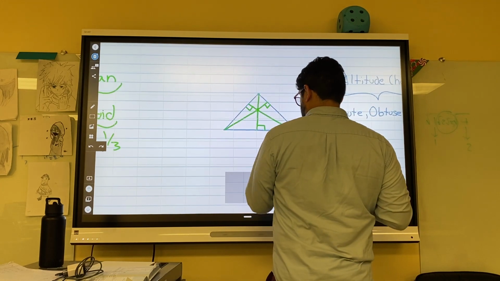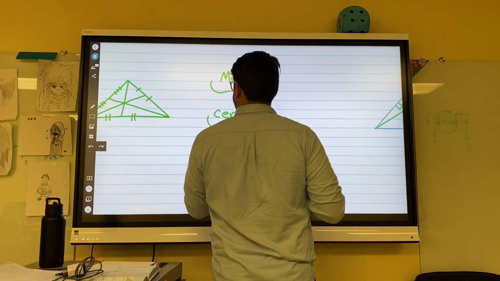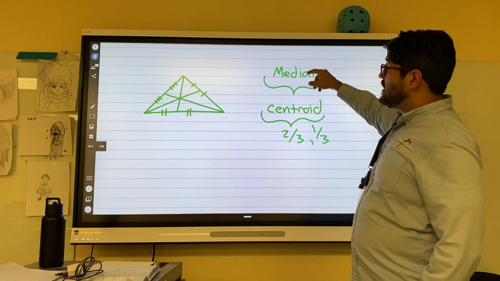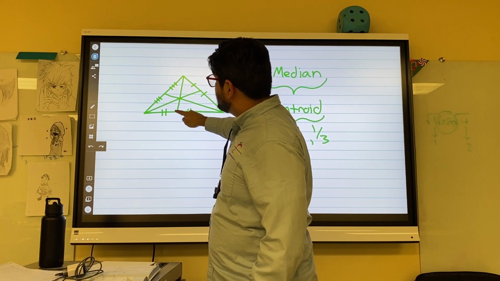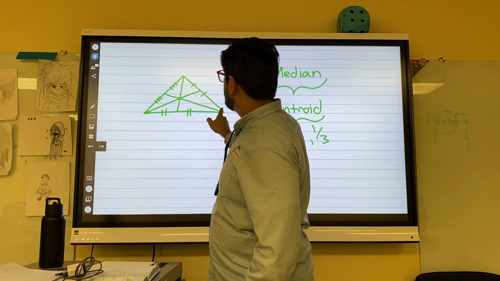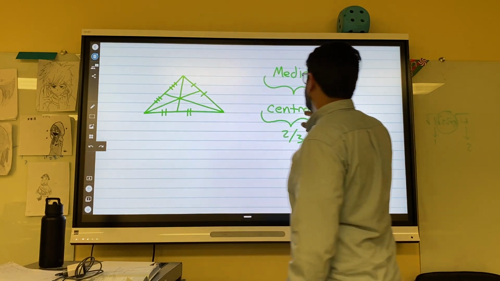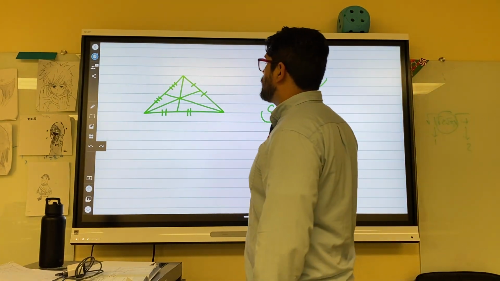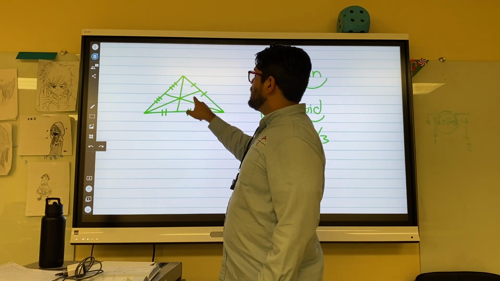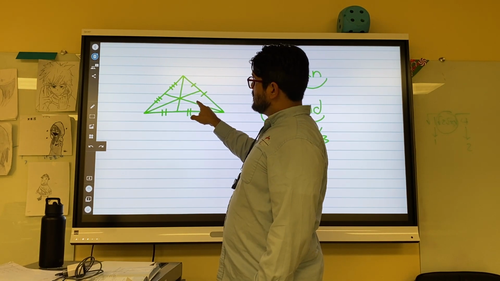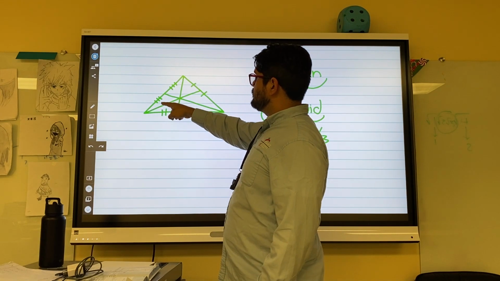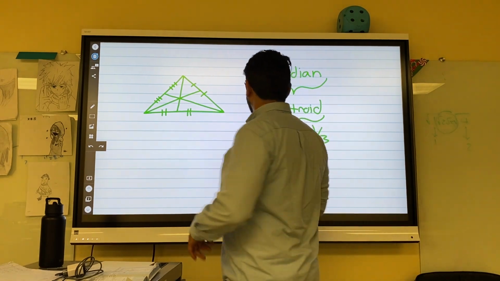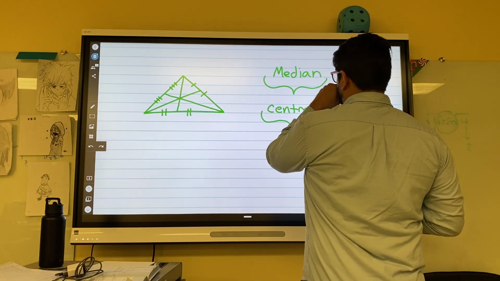Okay, all right, next one is median. The median is coming from the angle and cutting the side in half. Coming from the angle, cutting the side in half, it meets at the centroid. It cuts every single portion into a 1/3, 2/3 portion. So if this is 4, this would have to be 8. If this is 10, this one would have to be 5. Like that. So it's a pretty simple idea.